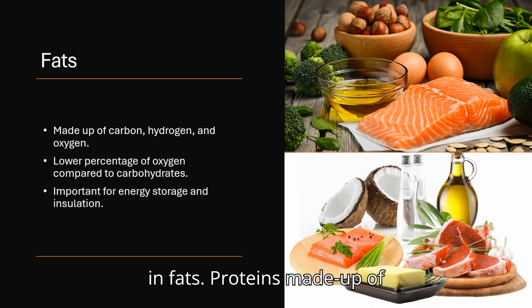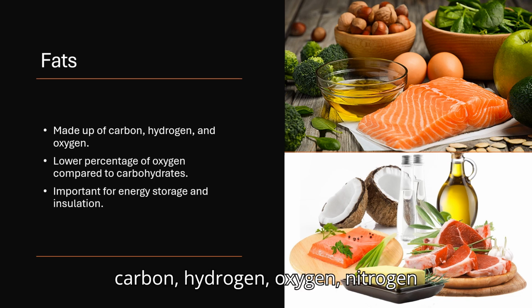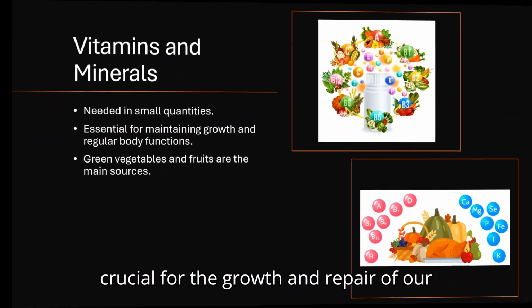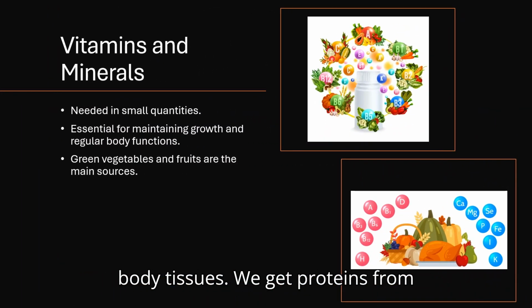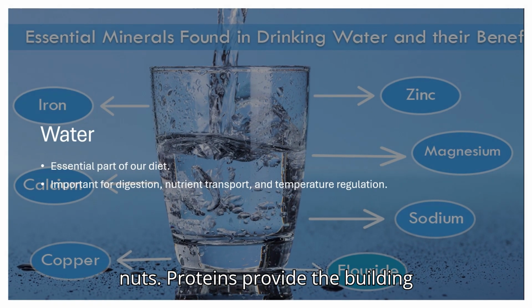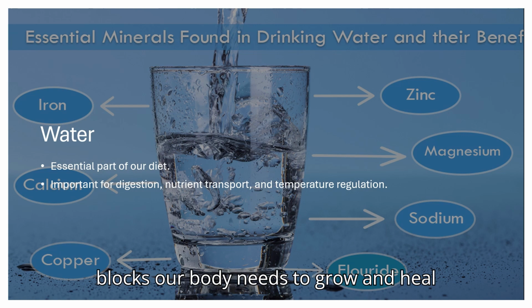Proteins, made up of carbon, hydrogen, oxygen, nitrogen, and sometimes sulfur. Proteins are crucial for the growth and repair of our body tissues. We get proteins from meat, fish, eggs, beans, and nuts. Proteins provide the building blocks our body needs to grow and heal.